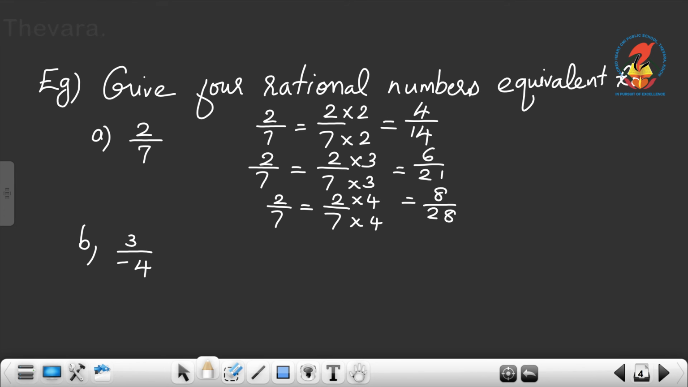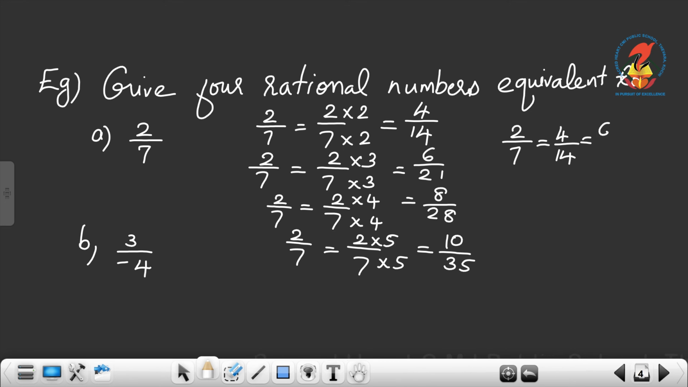We have to find 4 equivalent rational numbers. So 2 by 7 is equal to 2 by 7 into 5, equal to 10 by 35. So we can say that 2 by 7 is equivalent to 4 by 14, then again 6 by 21, equal to 8 by 28, which is equal to 10 by 35. And these are the 4 equivalent rational numbers.